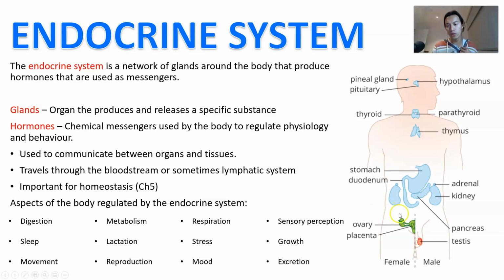And here is an overview of the endocrine system. So you can see there, there's a few really important ones in your brain, the hypothalamus and the pituitary gland, and also the pineal gland, the thyroid and parathyroid in your throat, the thymus, the stomach, duodenum, the adrenals, and the kidneys up in the middle, and then also your reproductive organs like the ovary and placenta, as well as testes, all play a really important role, okay?